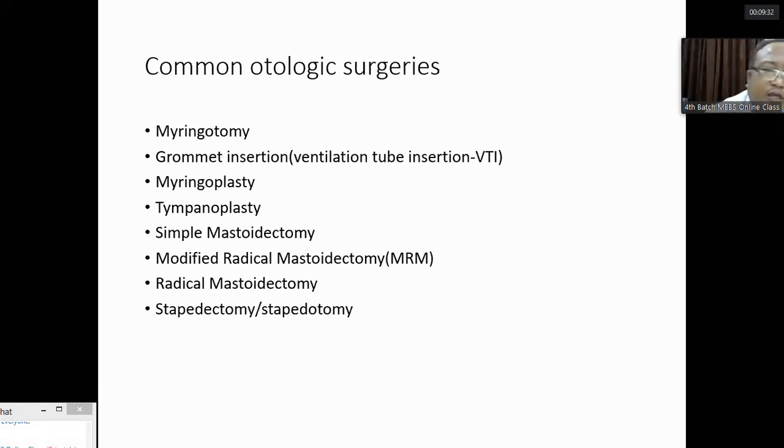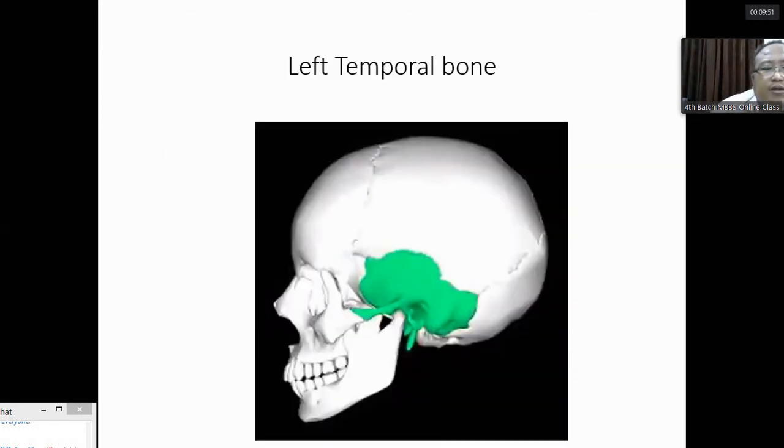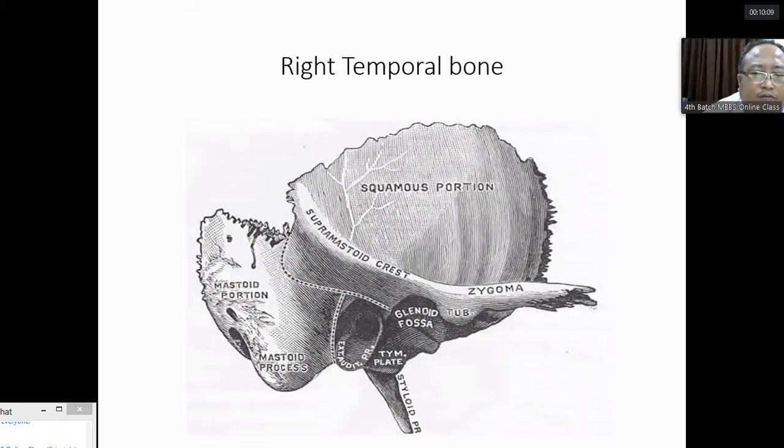These are normally done in the condition of otosclerosis, which will be discussed if it has not been discussed previously. The stapedectomy is done especially for otosclerosis. And this is the simple highlighted area of the skull. This is the temporal bone, which is in the lateral part of our skull. That's for recapitulation. This is the temporal bone on the right, and these are the subdivisions of the temporal bone.